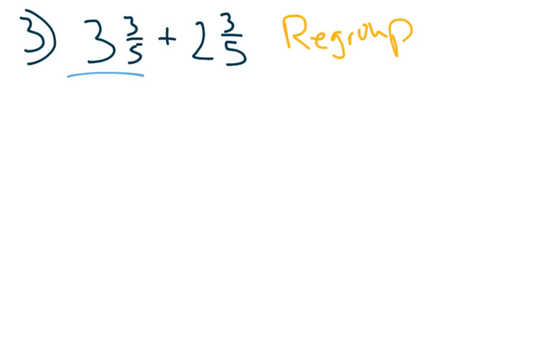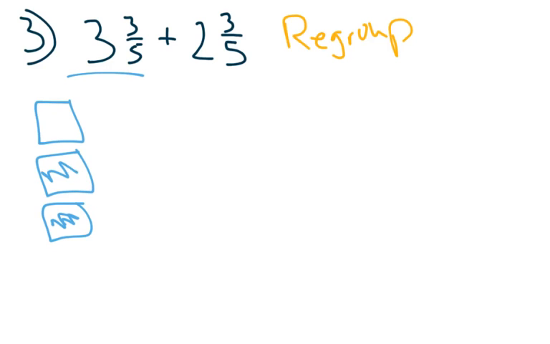So 3 3/5, I have my 3 whole pieces. And then I'll have my fraction component, again broken into fifths. So 1, 2, 3, 4, 5.